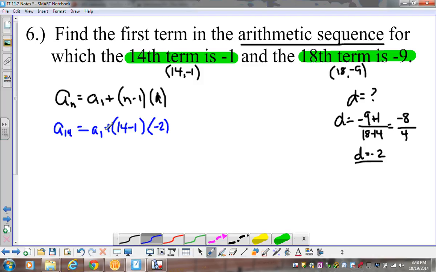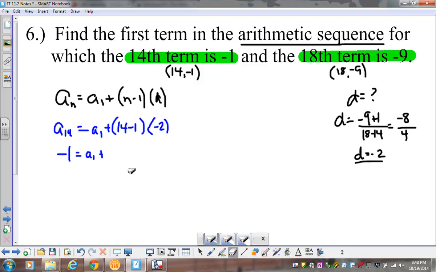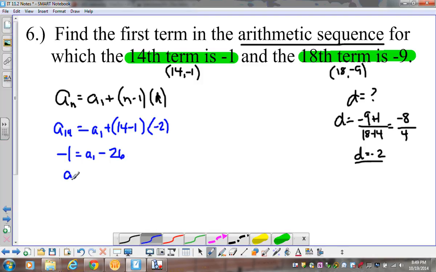Now I know all my pieces. Once again, it looks like I have two variables. However, I know what my 14th term is. It's negative 1. So I'm going to substitute in negative 1, a sub 1 plus, all right, 14 minus 1 is 13. 13 times negative 2 is a negative 26. So now to get my a sub 1 by itself, my first term, I add the 26 over. So I know that my first term then is 25.